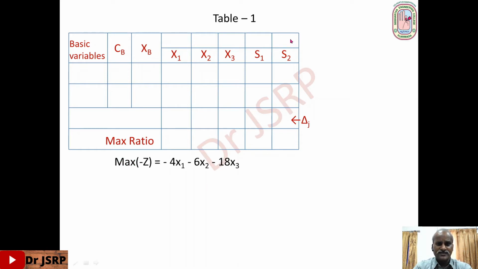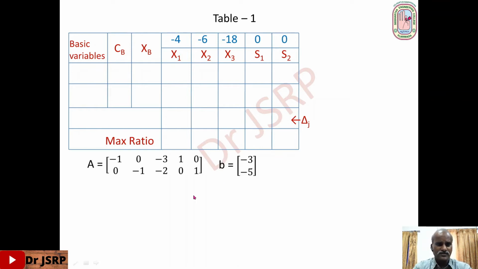Okay. First write here the cost. So what is the objective function? Max minus z equal minus 4x1 minus 6x2 minus 18x3. So x1 cost minus 4, x2 cost minus 6, x3 cost minus 18, s1 cost 0, s2 cost 0, since they are slack variables. Okay. Next, what are basic variables? First variable s1, second variable s2, their cost 0, 0, XB solution, initial basic solution, that is right side values minus 3, minus 5, x1 column, first column minus 1, 0, x2 column 0, minus 1, x3 column minus 3, minus 2, s1 column 1, 0, s2 column 0, 1.